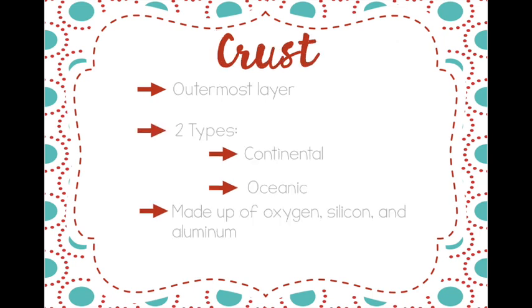All right, let's talk about the crust. Now, the crust is a compositional layer. It is the outermost layer. There are 2 types of crust. There's continental and oceanic. Now, recall from our discussion in class that oceanic crust is more dense than continental. Reason being is because it holds more magnesium, which makes it more dense. They are both made up of oxygen, silicon, and aluminum, and then of course oceanic has a little bit more magnesium in it than continental crust does. So that's the crust in a nutshell.